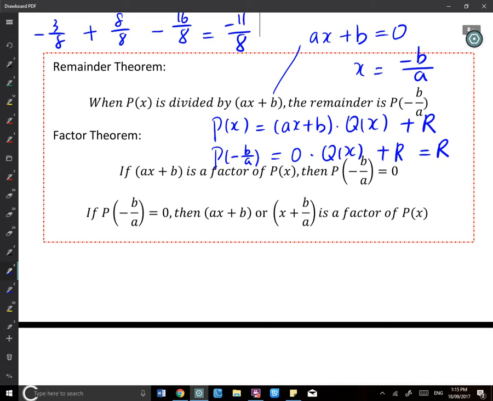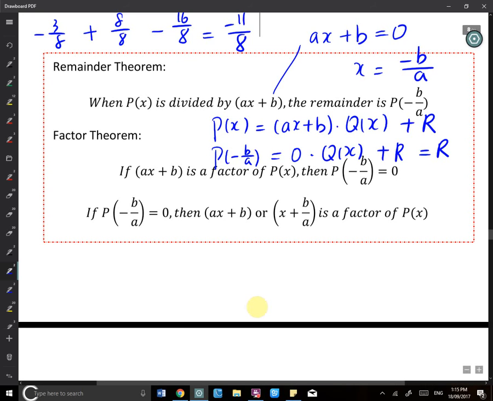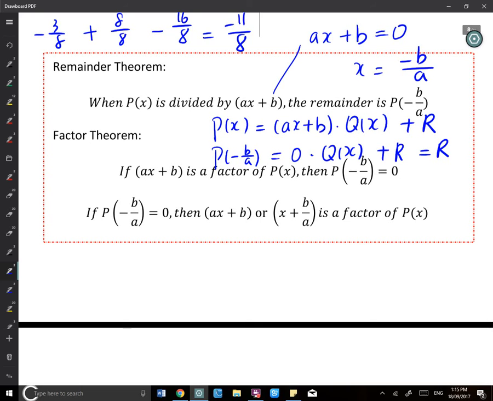The factor theorem is very similar to the remainder theorem. It says that if x plus b is a factor, then p of minus b over a is 0. Have a think about that. There's no remainder when I divide, so when I substitute that number in, I should have 0 because there's 0 remainder. When there's no remainder, ax plus b is called the factor. So this is very important.